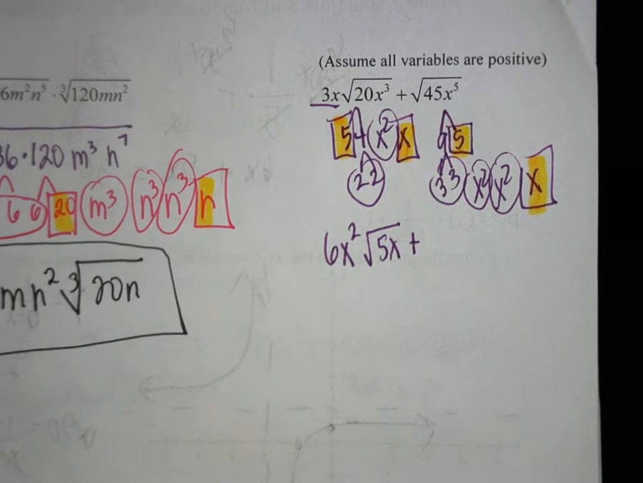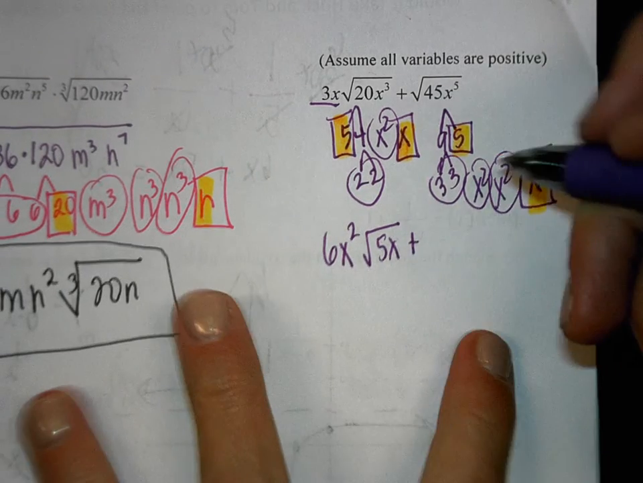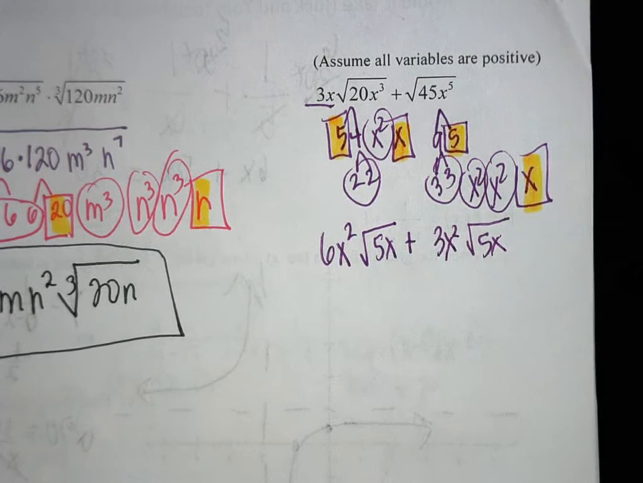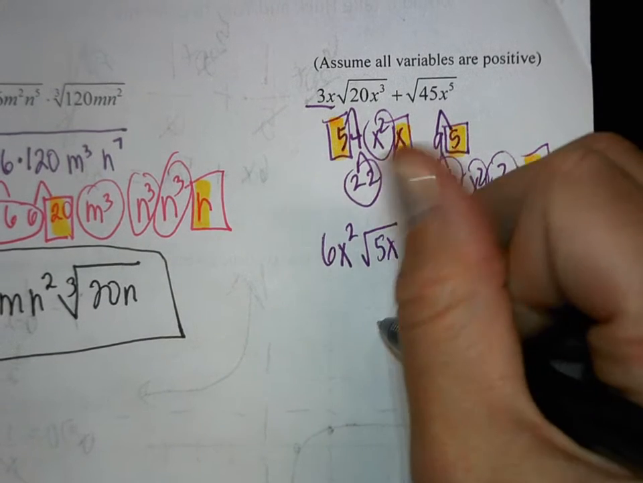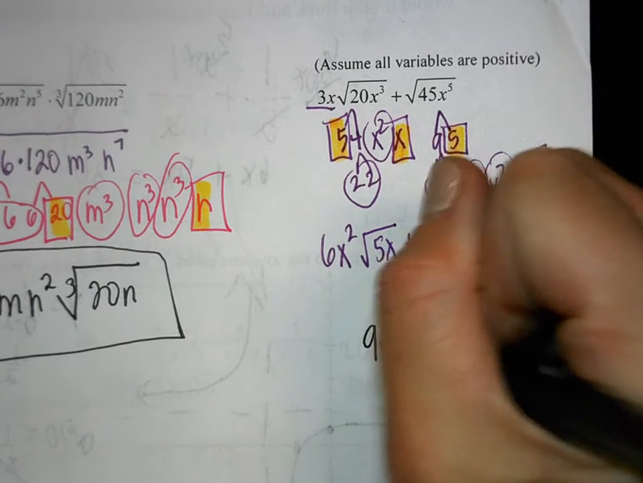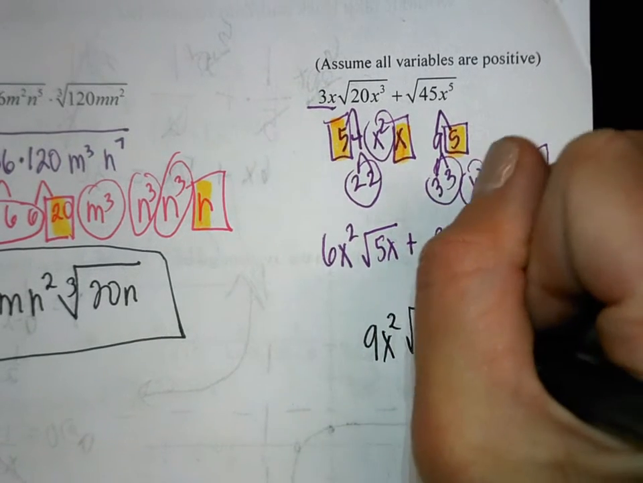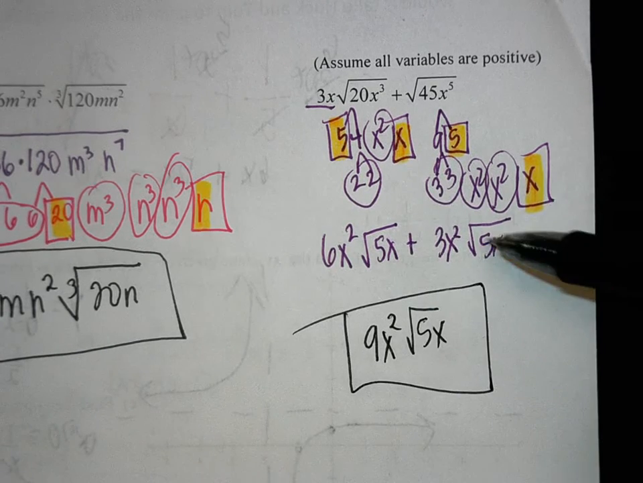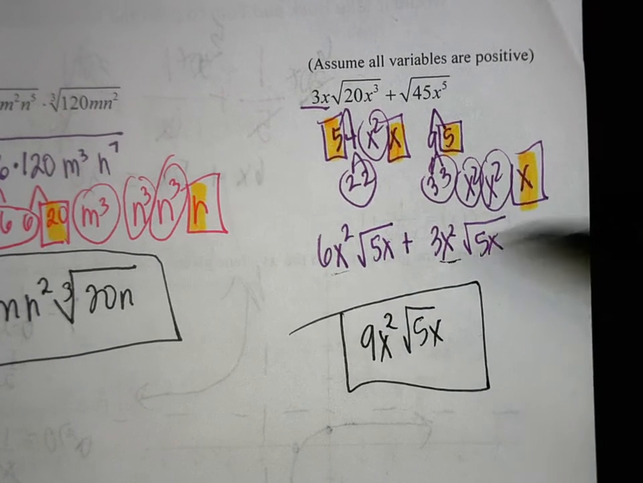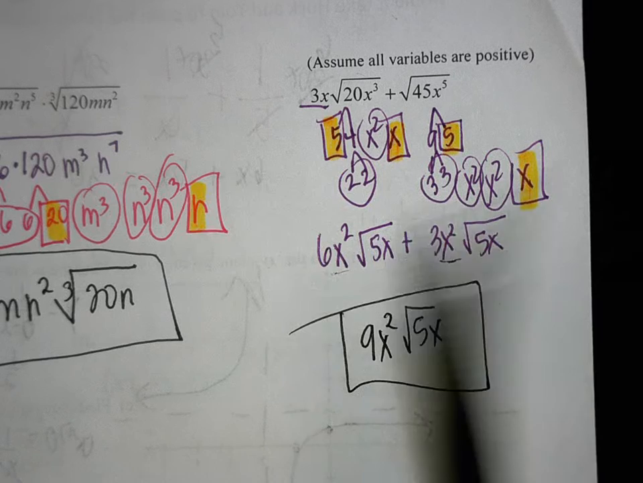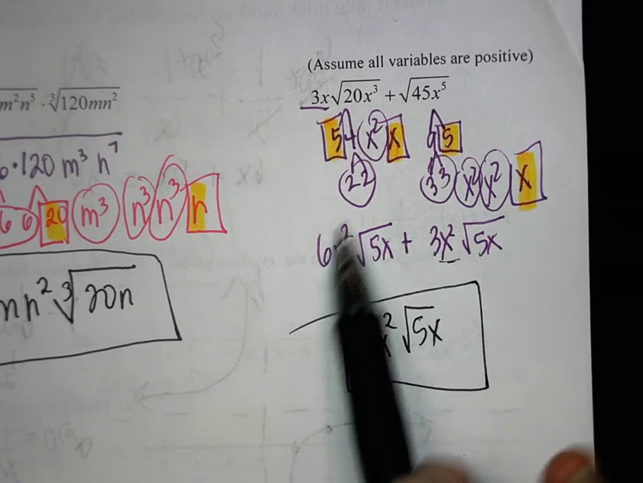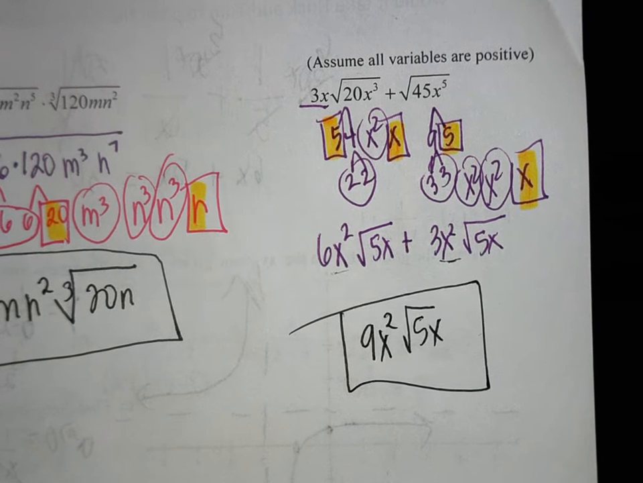And so what's my answer going to become? 3x squared root 5x. Can I add these together now? Yeah, and so what's my final answer? Good. 9x squared root 5x. So you can only add things together if they have like roots and like x squareds, and then you just add the 6 plus the 3, but everything else in terms of variables stays the same.